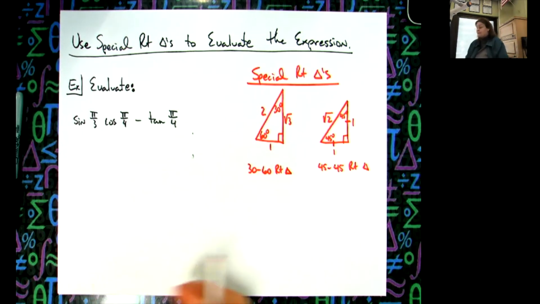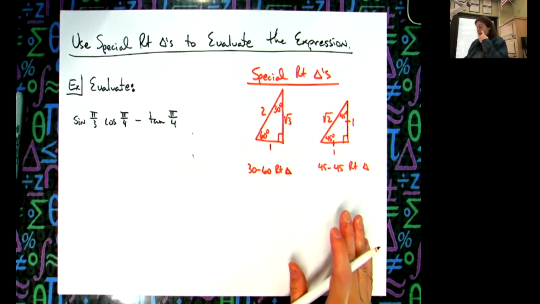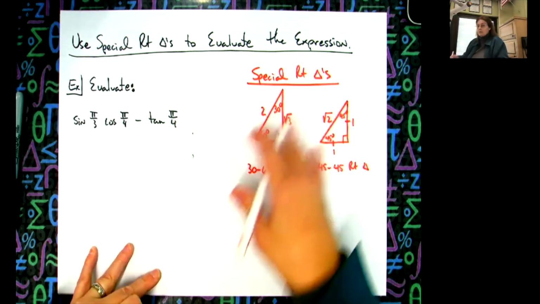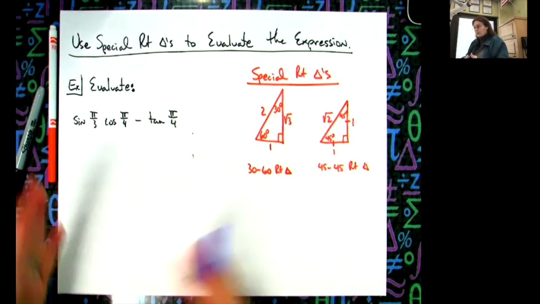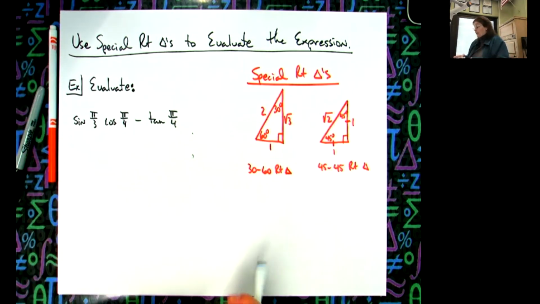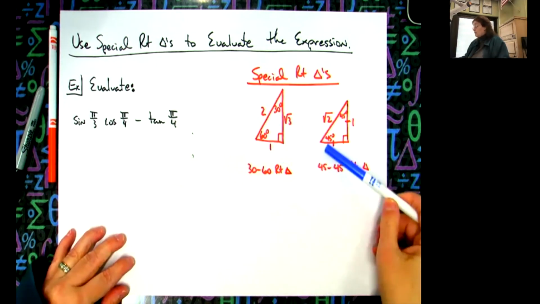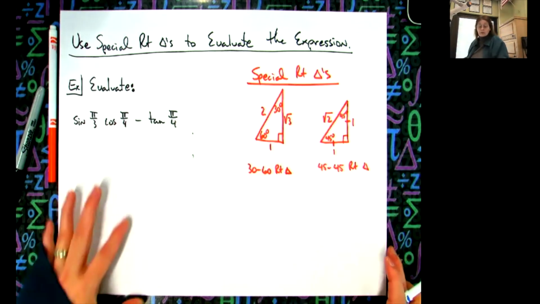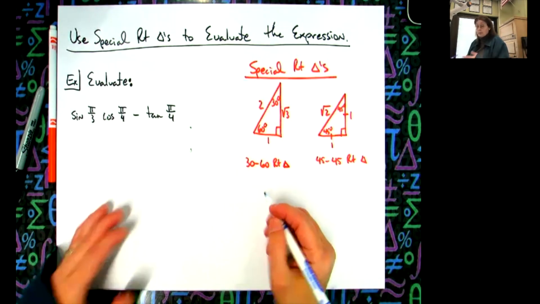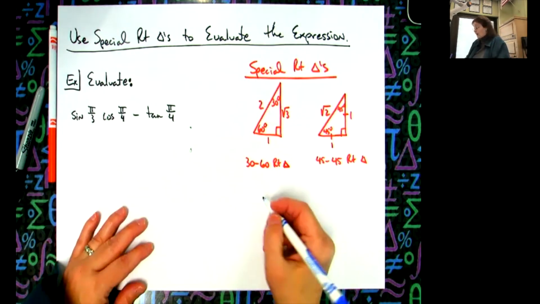In MathXL, I think they even give you the special right triangles there, so you're trying to connect that. The only other thing is that when we do these special right triangles, we do them in degrees, but MathXL is going to do this in radians. So you've got to be able to convert from radians to degrees or have them memorized.